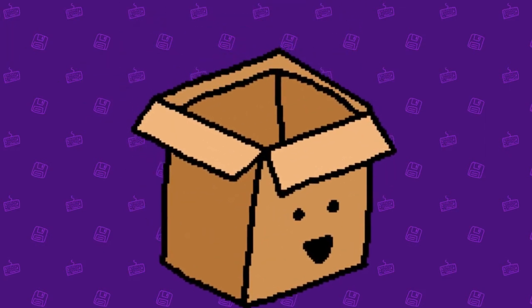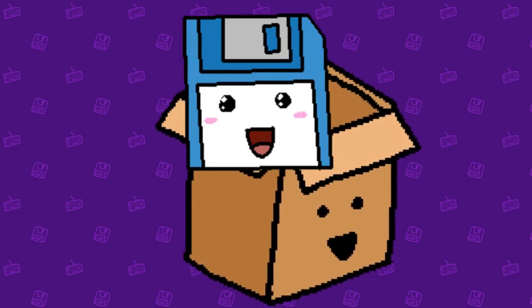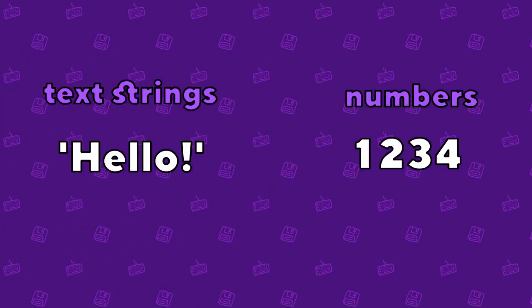Variables are a place we can store things in our programs. We can store text, numbers, and lots of other kinds of data, but for now we're just going to look at text strings and numbers.